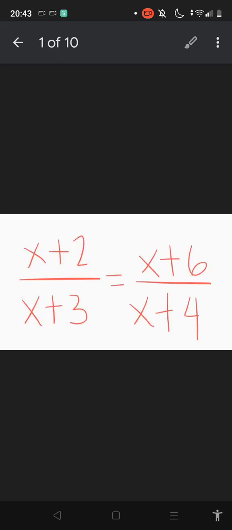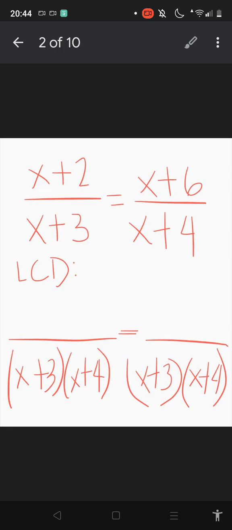Our example here is (x plus 2) over (x plus 3) is equal to (x plus 6) over (x plus 4). As we can observe in the rational expression, they don't have the same denominator. So we'll do the same first step, which is to get the LCD. To get that, we multiply x plus 3 and x plus 4, or just copy both. Now our LCD is (x plus 3)(x plus 4).